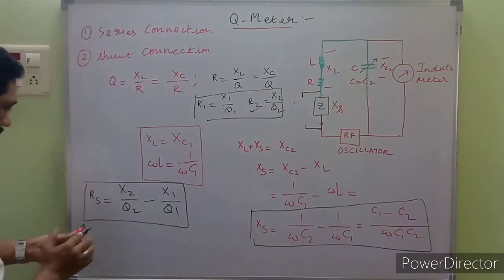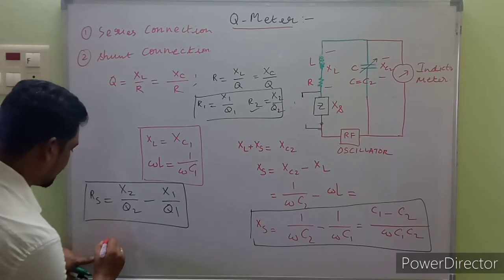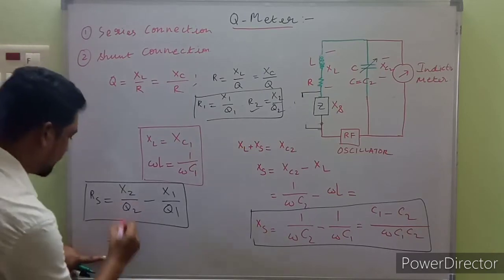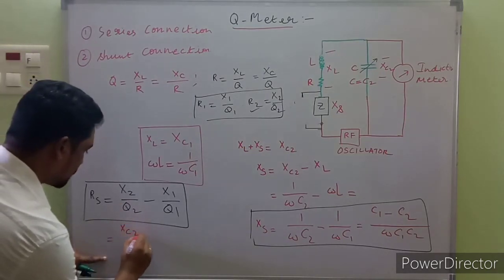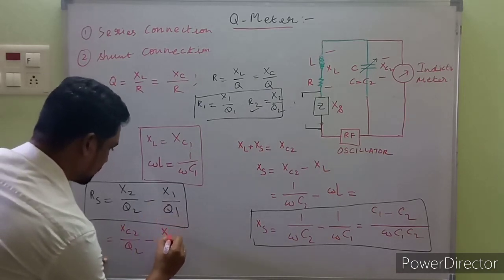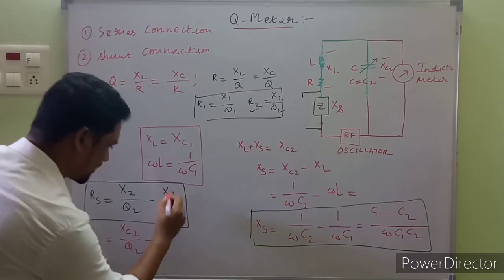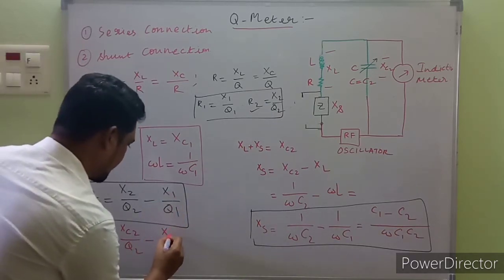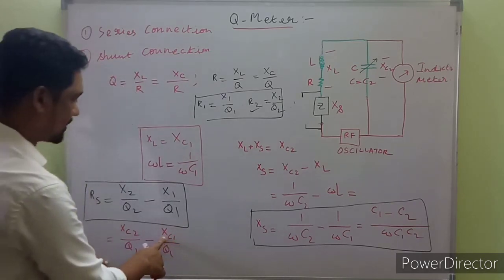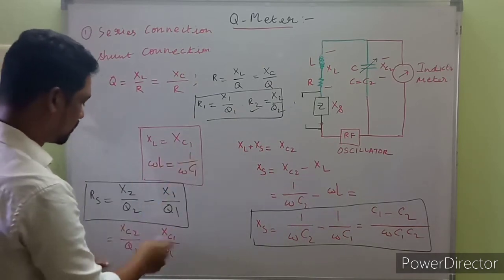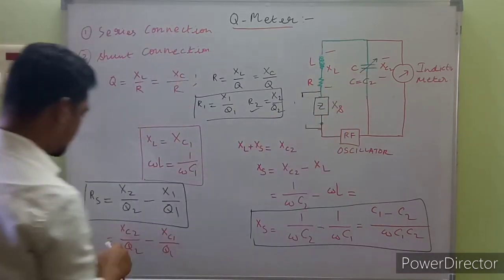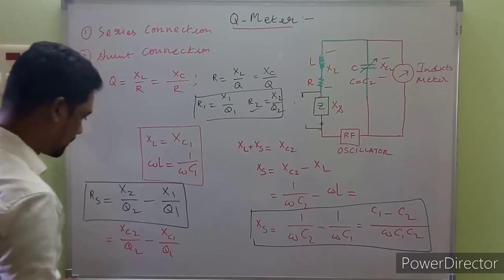From this, what is X2? We change the capacitor, so that would come into the picture. It can be written as XC2 by Q2 minus XC1 by Q1. It may be XC1 or XL, we can plug in with XL also, because this is true, no change. This cannot be XL because we changed this one, so that will be this. And an important equation, please make a note.